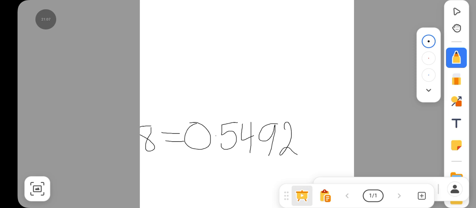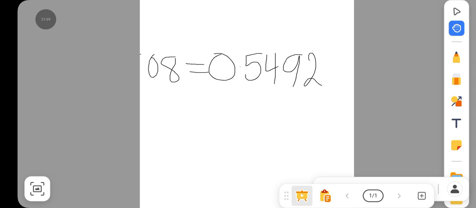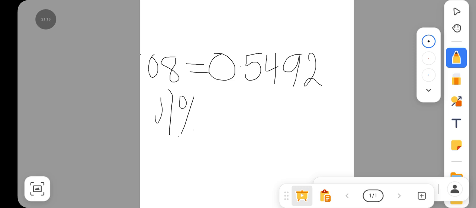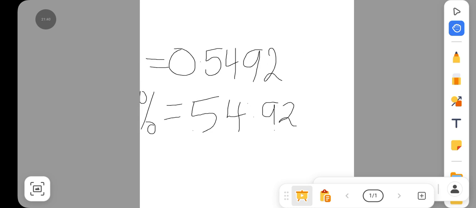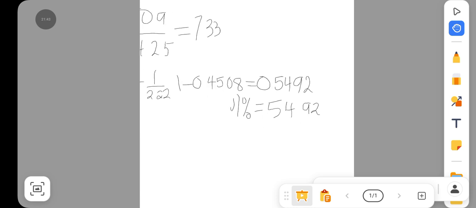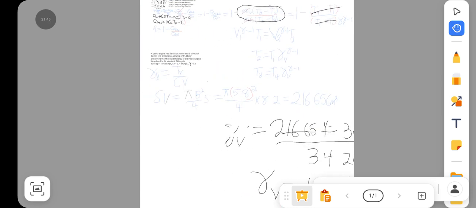Efficiency is mostly put in percentage, so we can just put our efficiency in percentage. We have this would be equal to 54.92%. So now this is going to be our cycle efficiency in percentage. So now this is how to calculate our cycle efficiency.